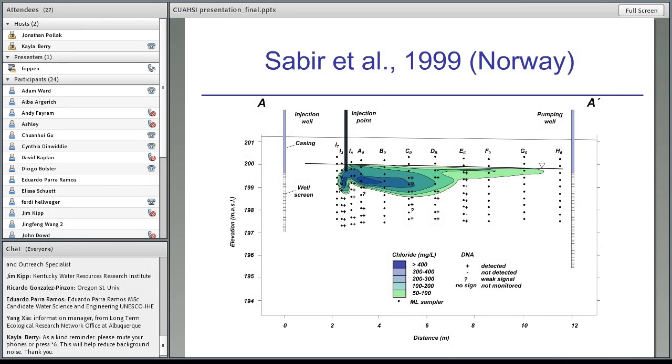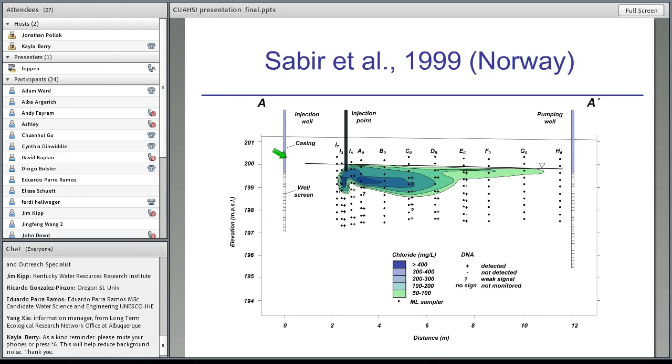It all started with a group in Norway, and Mr. Sabir, he was a Pakistani PhD student who was in Norway, and they injected DNA in the subsurface. Let me try to get an arrow here. Ah, here is my arrow.